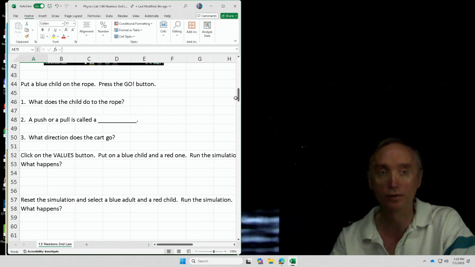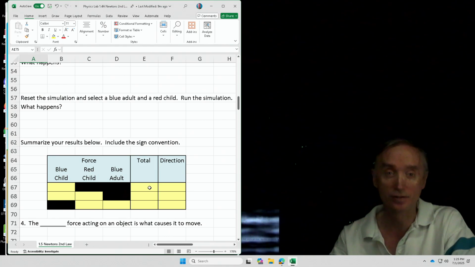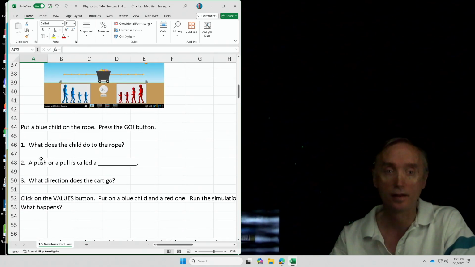Now, ultimately, you're going to be filling in this chart down here. We started off with the blue child, and then what was the force that the blue child was exerting? So you're going to write that here. And then what is the total force? Well, it's the same thing as this over here, so you put the same number here. And then in what direction does the cart go? So you're going to fill that in right there, and then fill this in.